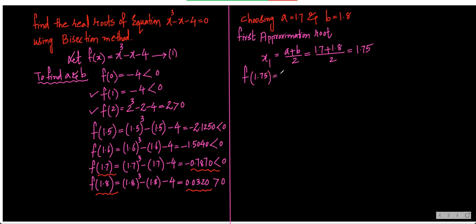F of 1.75 is equal to 1.75 whole cube minus 1.75 minus 4. And before getting the answer, I want to tell you, if this answer is less than 0, this is replaced by A. If it is greater than 0, this is replaced by B. Because still closer I want to go. We are going to assume 1.7 and 1.8 will be the solution, but still I want the average value of these two. Can you find out and tell me how much it is?